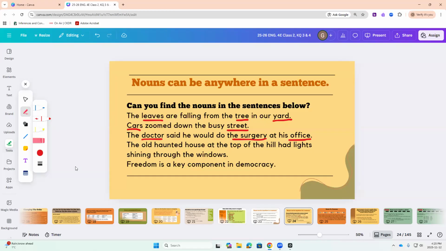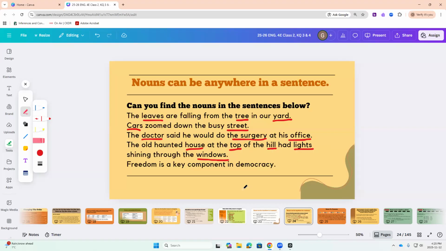The old haunted house at the top of the hill had lights shining through the windows. This is a tricky one. It has a lot of nouns. Okay. House is the first one. It's a place. Now here's the tricky one. Top is a noun and so is hill, right? The top of the hill. Had lights. Lights are also a noun. They're another type of object or thing. Through the windows, another thing. Those are all the thing category.